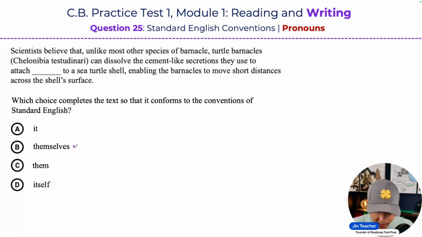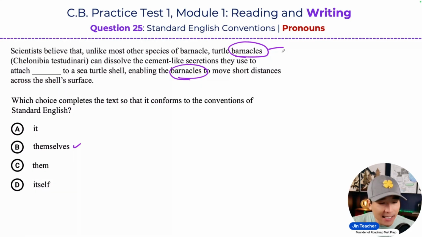So B is the correct answer, but before we rapidly jump into it, this is what I want you guys to see. We know that it's referring to the turtle barnacles. It enables the barnacles. So this word, barnacles, is the noun that this pronoun is replacing. That's called an antecedent. But this is what I want you to know: grammatically, you have to choose the correct pronoun.